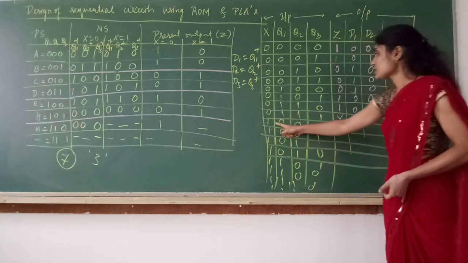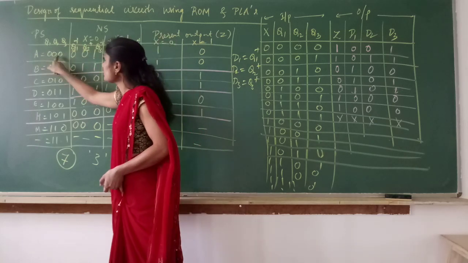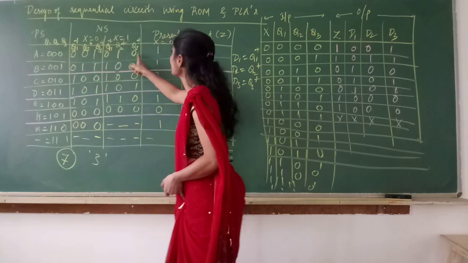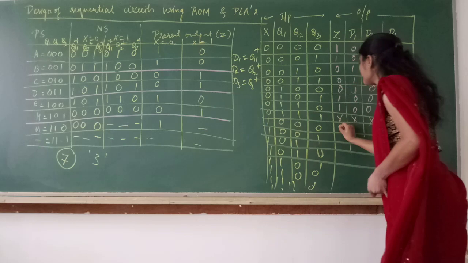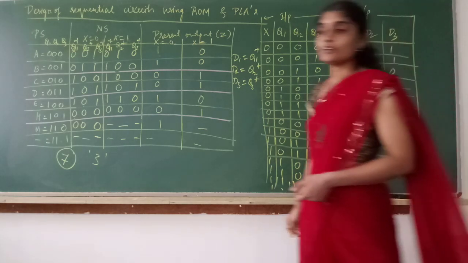Next, 1 0 0 0. X is 1. 0 0 0. What is the next state? 0 1 0. Output is 0. Next state is 0 1 0. So like this you have to fill the table.